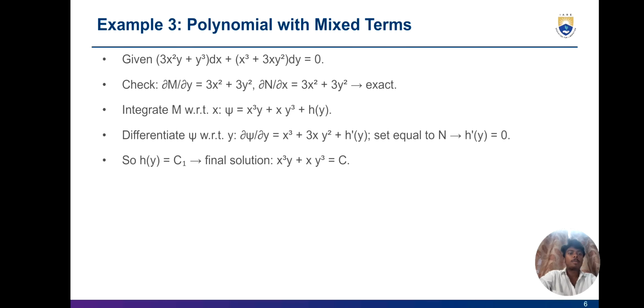Example 3. Polynomial with mixed terms. Given (3x square y plus y cube) dx plus (x cube plus 3x y square) dy equal to 0. Check ∂M/∂y equal to 3x square plus 3y square. ∂N/∂x equal to 3x square plus 3y square, which is exact. Integrate M with respect to x, differentiate with respect to y, set that equal to N. So the final solution: x cube y plus xy cube equal to c.